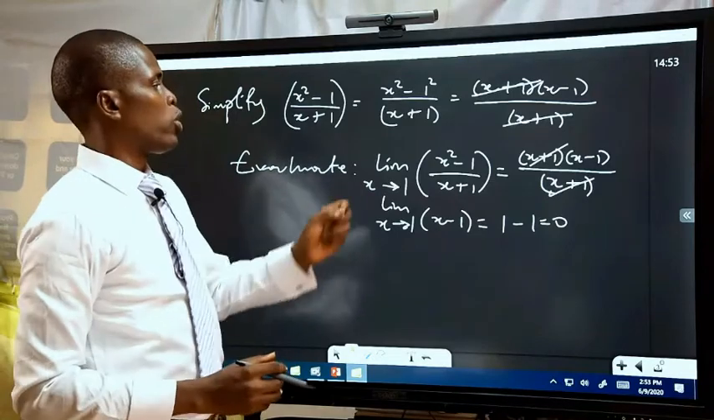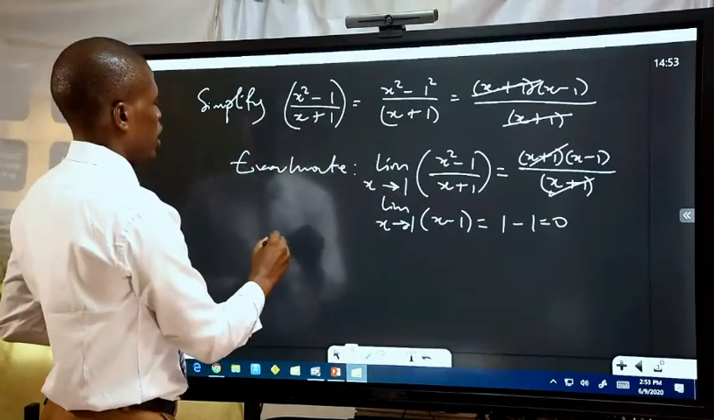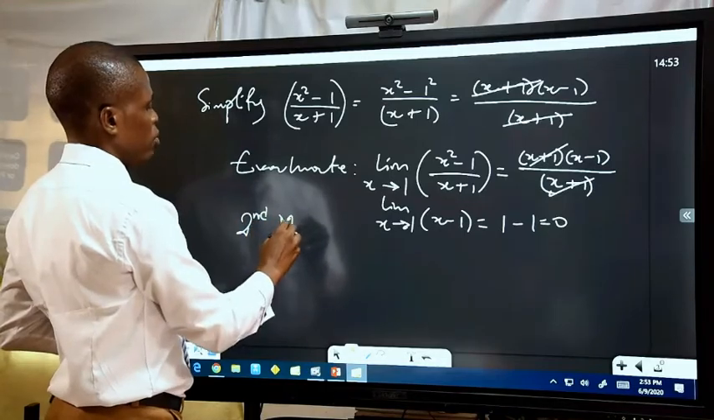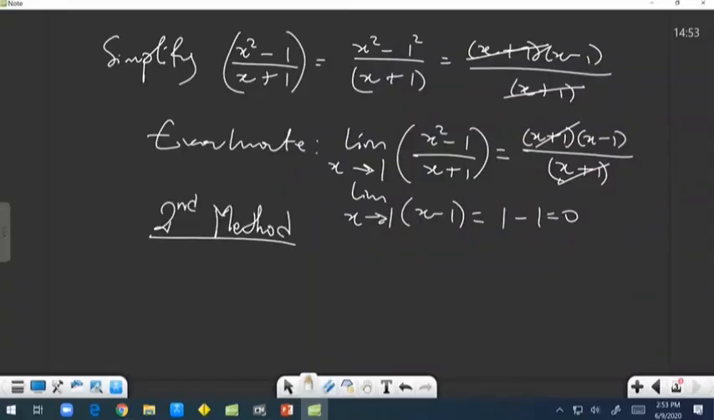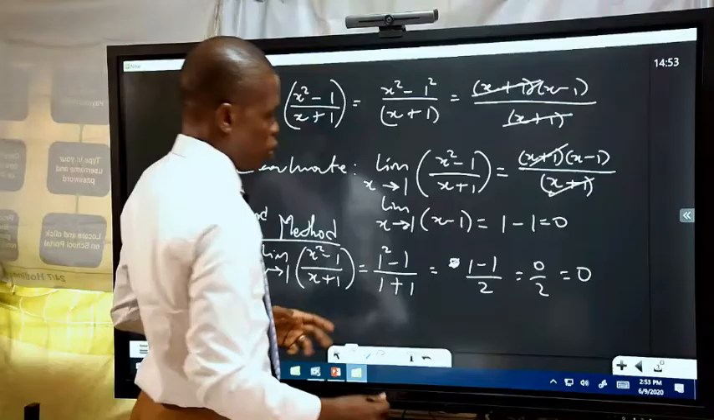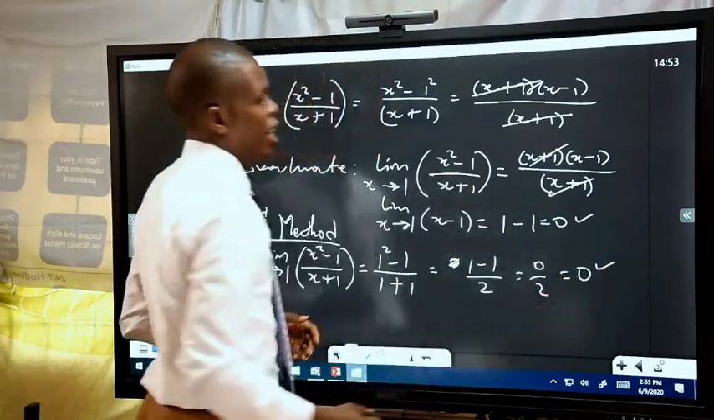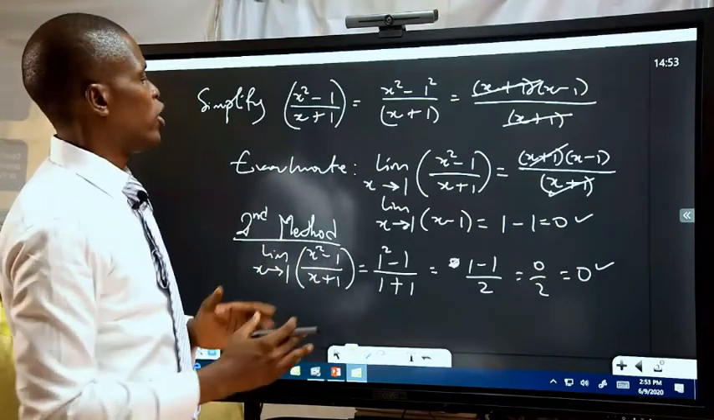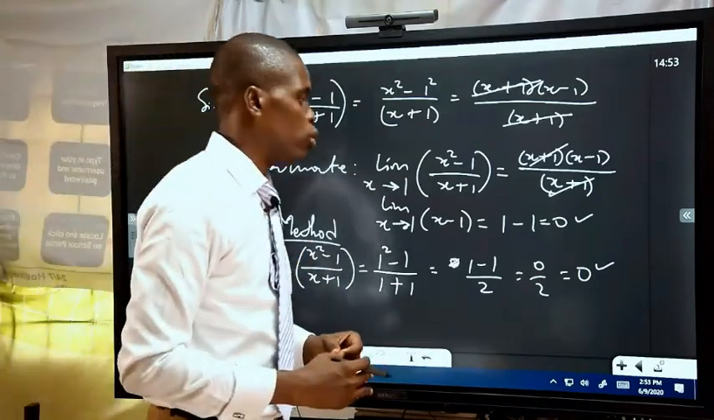But if we have to substitute directly into the expression, let's see what will happen. Second method: when you substitute directly, you have limit of x approaching 1, substituting x squared minus 1 divided by x plus 1. It is equal to 1 squared minus 1 divided by 1 plus 1. That will be 1 minus 1 divided by 2. And that is 0 divided by 2, and that is 0. So in this case, the two answers are equal. That means there is no problem solving it using either of the two methods.